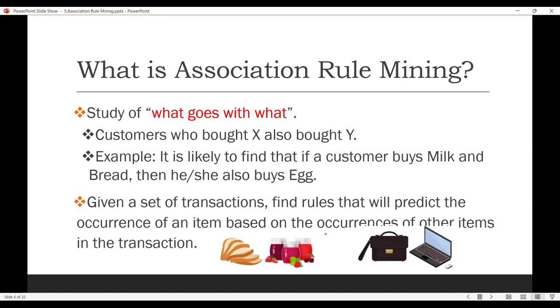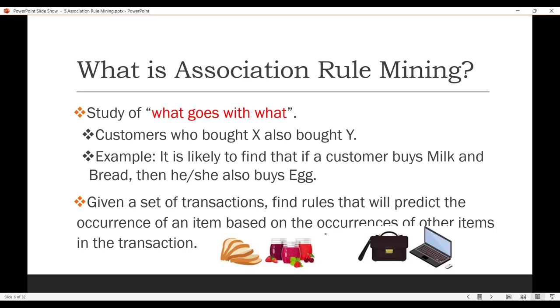A simple example: if a customer purchases milk and bread, maybe he purchases eggs as well. That is one pattern in a particular supermarket or shop. Similarly, different places and different businesses have different transactions or purchasing behavior. Extracting those behaviors is what we call association rule mining.